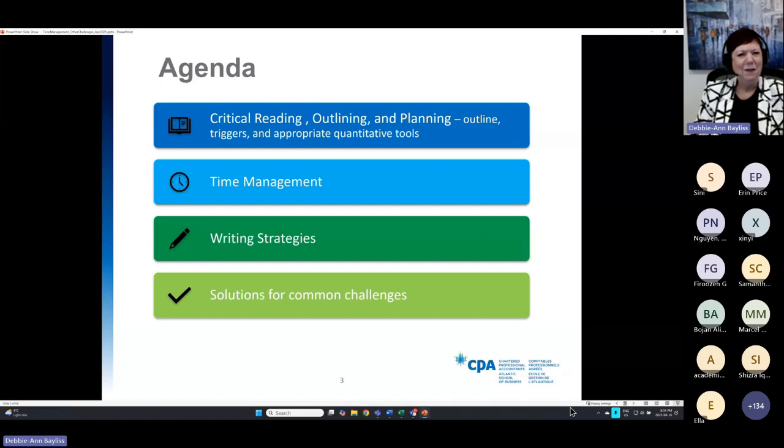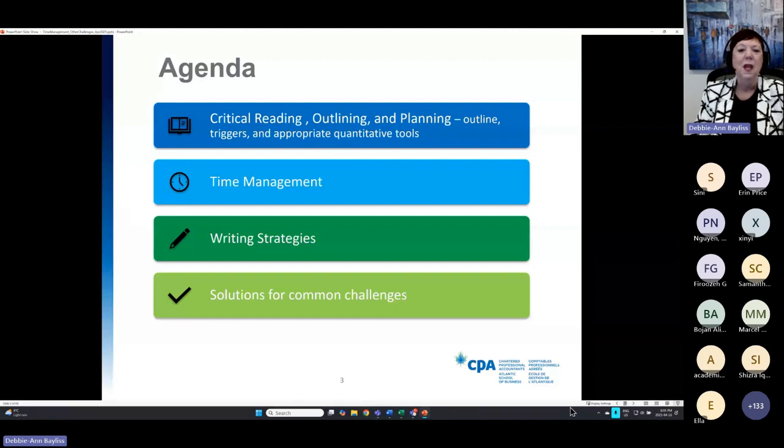So let's give it a try. I'm going to show that to you shortly. I know a lot of candidates have found this very advantageous. An important part of planning is determining the appropriate quantitative tool to use. So I'm going to spend time going over the most common quantitative tools and talk about the types of questions that they answer. If you find that that's an area you struggle in, we're going to cover that this evening.